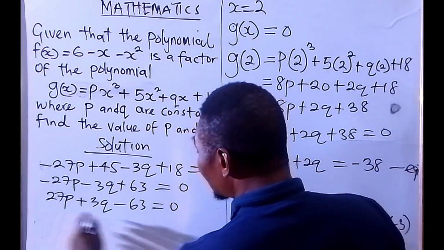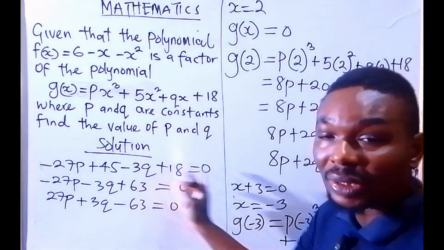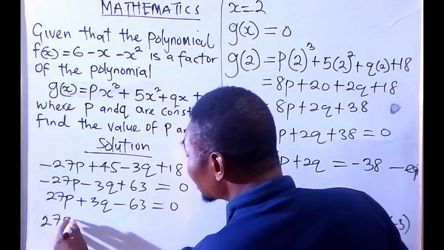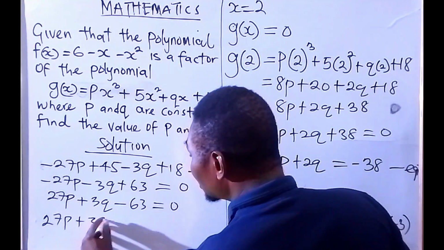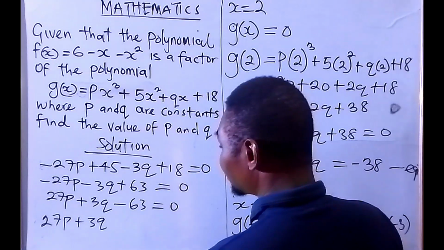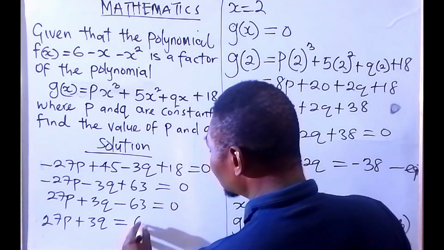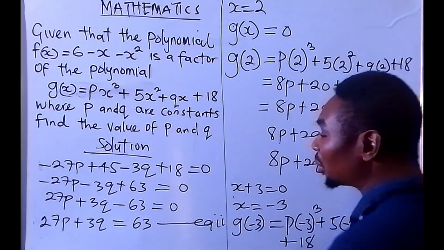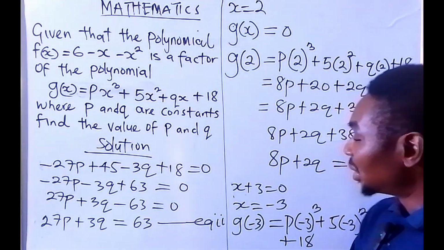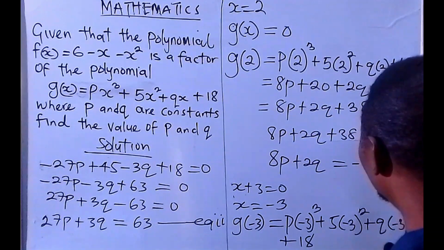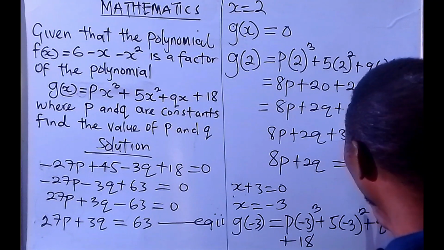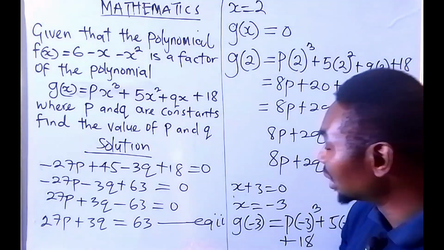So at this point, if I move the constant number to the right hand side, I'm going to have 27p plus 3q is equal to 63. I can call this equation 2. So we're going to solve simultaneously at this point. So this is equation 1 and this is equation 2.